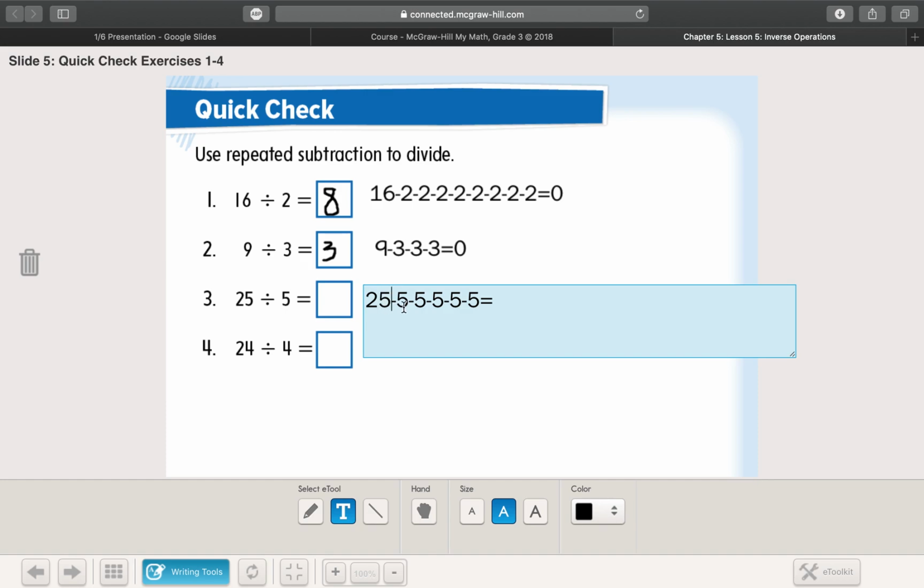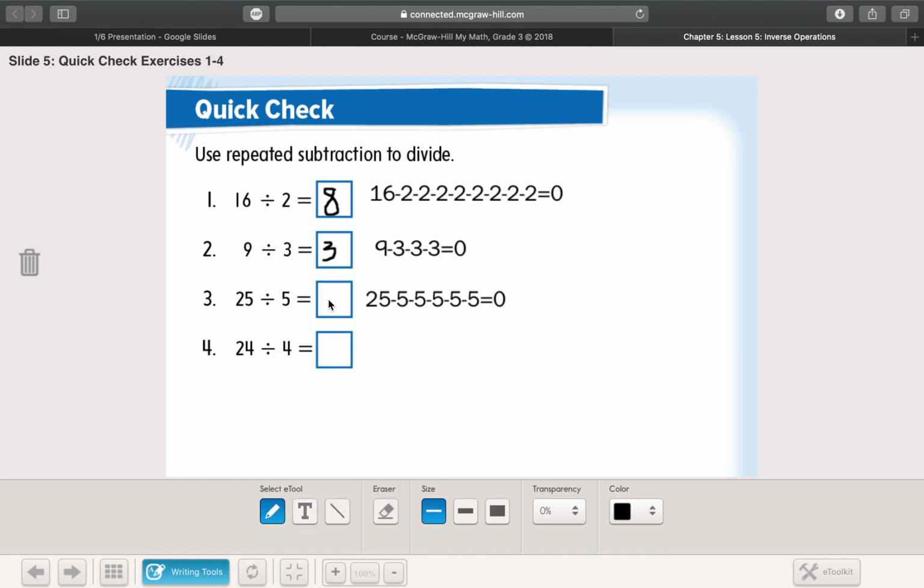If I have 25 and I go down by 5, I would be at 20. If I go down 5 more, I would be at 15. If I go down 5 more, I would be at 10. If I go down 5 more, I would be at 5. If I go down 5 more, I would be at 0. How many 5's did I just subtract? 5. 25 divided by 5 equals 5.